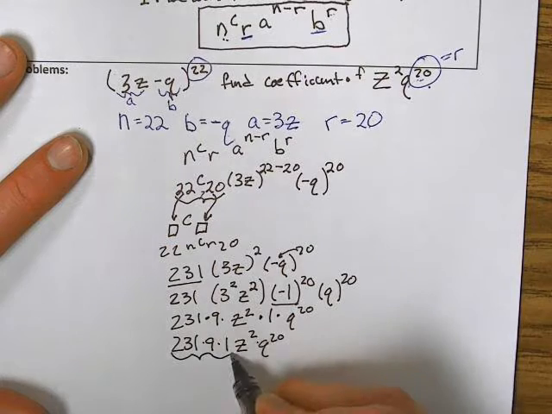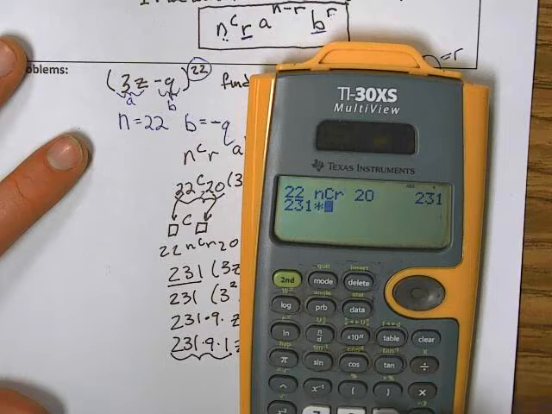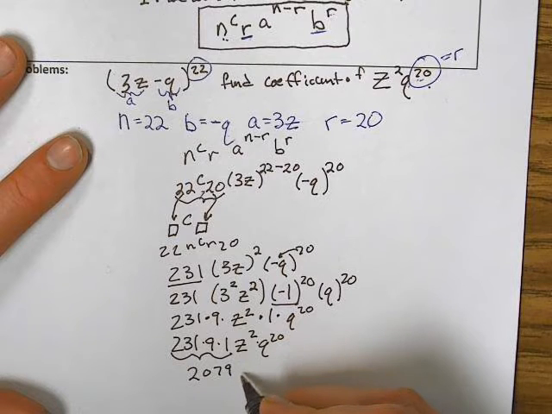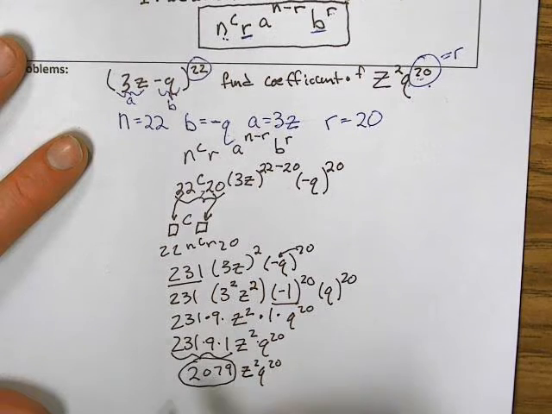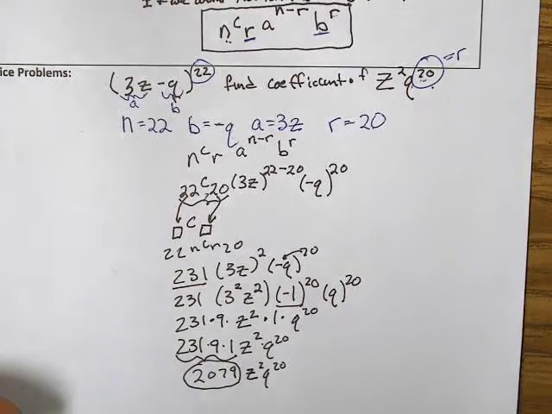So really my coefficient is going to be the product of all that, which is just 231 times 9, and that's 2079. And it'd be z squared q to the 20th. Now my answer is only the coefficient, which would be that guy right there. And that would be the end of this problem.